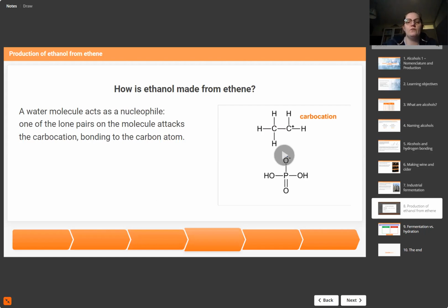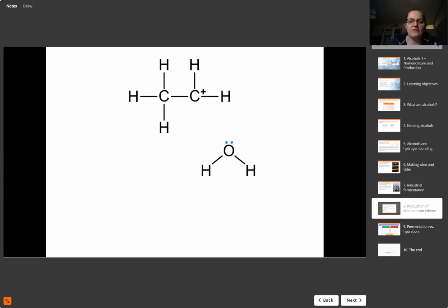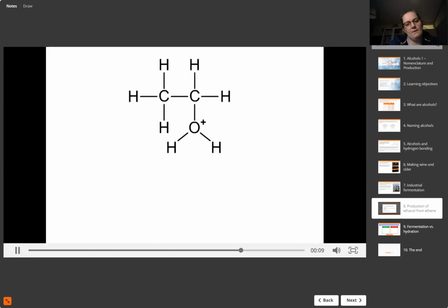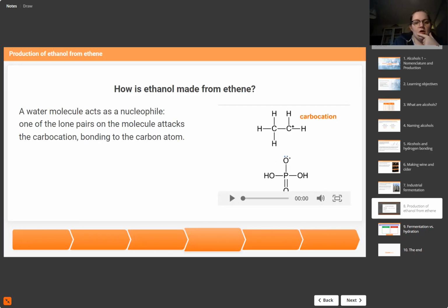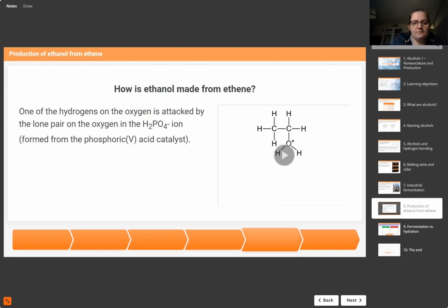So then we can have a water molecule come along, and our water molecule is going to act as a nucleophile. One of the lone pairs in this molecule is going to attack the carbocation and bond to the carbon. So our water comes along, acts as a nucleophile, attacks here, we get a bond forming here, but obviously we've still got that positive charge on our oxygen atom.